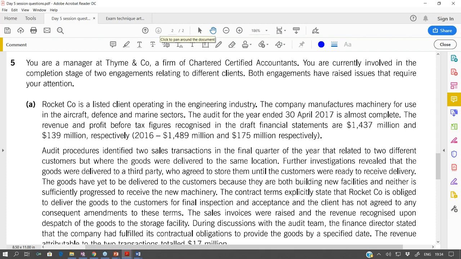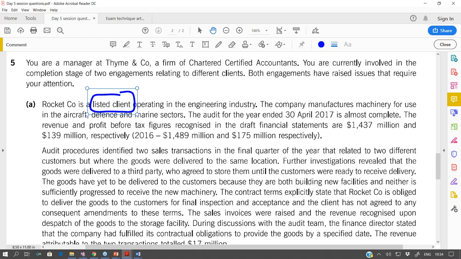A situation. Rocket Company is a listed client. Can you see this is a listed client? And was the examiner saying that you need to focus upon whether the company is listed or the company is not listed? So is this company a listed company? It is operating in the engineering industry. The company manufactures machinery for use in the aircraft. The audit for the year ended 30th of April is almost complete.